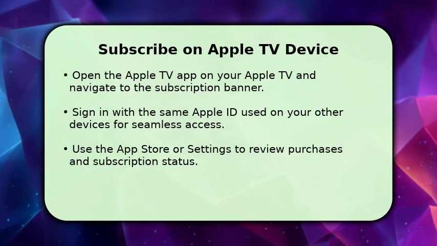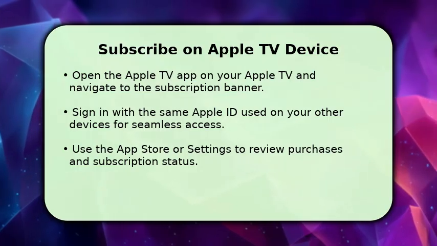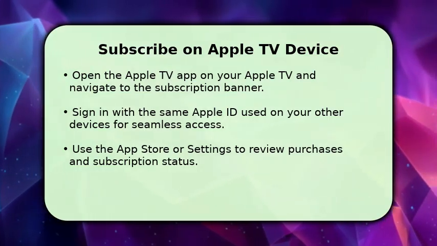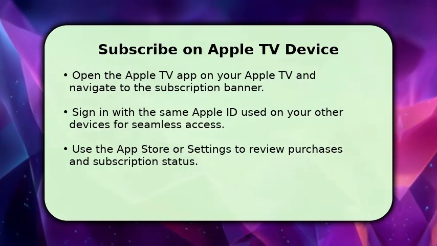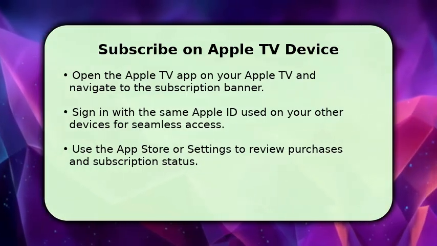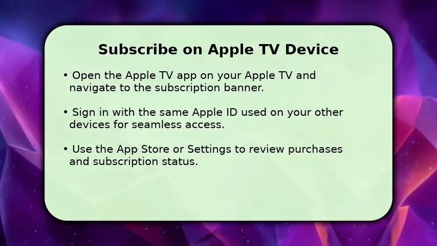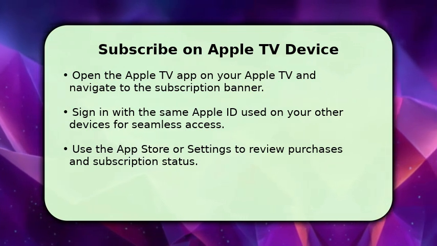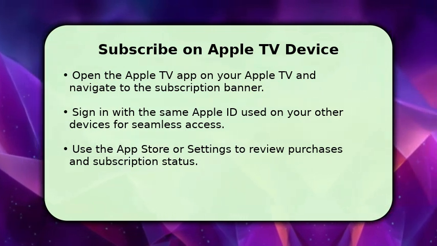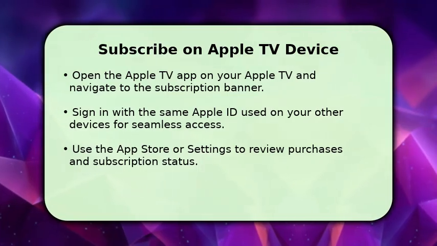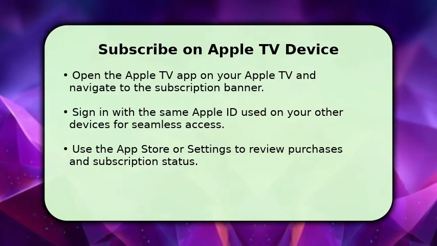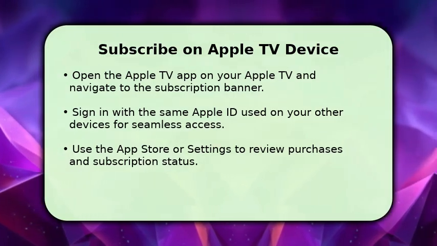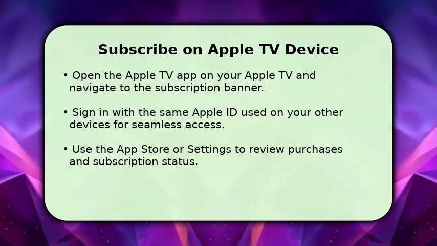On an Apple TV device, open the Apple TV app and find the subscription banner on the main screen. Sign in with your Apple ID when prompted, select a plan, and confirm the purchase using your remote and on-screen instructions. After subscribing, visit Settings or the App Store to review your subscription status and manage billing. This keeps your library and recommendations synced across devices for a smooth viewing experience.